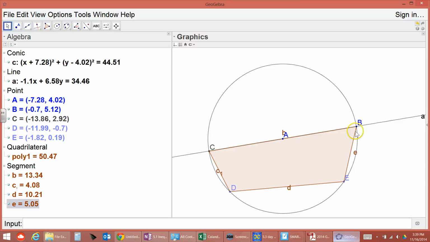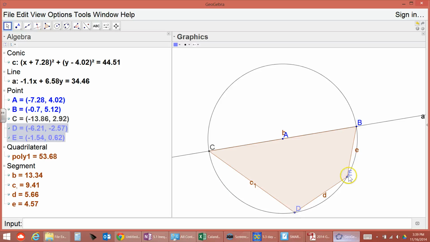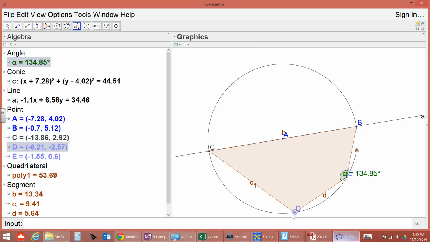Here's my polygon. Now I drag these. That's not going to work. It's going to be ugly. All right, I drag them. Here's my polygon. It doesn't matter what shape the polygon creates. There are some pretty interesting things that happen when we talk about the angles. So let's go ahead and bring up the angles of the polygon.